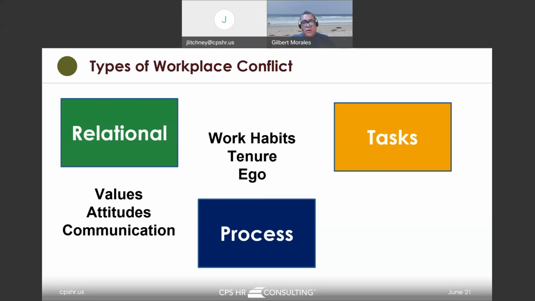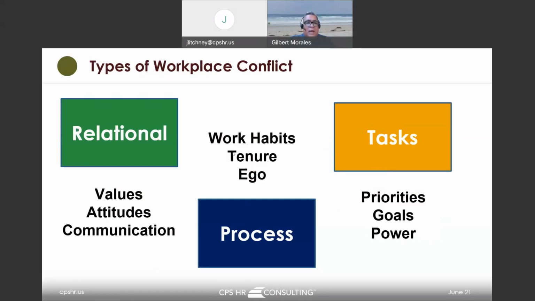When you think of process, we think of work habits, tenure, ego; all of these different things can create conflict. And also tasks, the different tasks. People have different priorities. People have different goals. People are unwilling to give up those priorities because they're important to them. They'll feel like there's a loss of power if they surrender those priorities, or compromise those priorities, or put those goals off for someone else's goals. So tasks can be a source of workplace conflict.